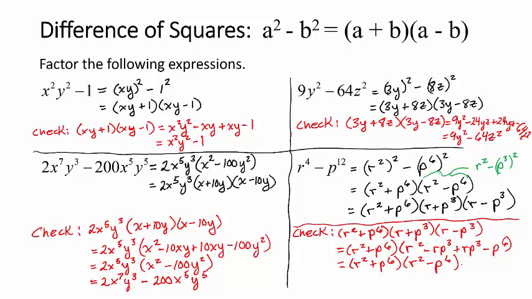So now we're going to FOIL that last piece. r squared times r squared is r to the 4th. r squared times negative p to the 6th is negative r squared p to the 6th. p to the 6th times r squared is plus r squared p to the 6th. And p to the 6th times negative p to the 6th is minus p to the 12th, right? And of course those middle terms go away, and we're just left with r to the 4th minus p to the 12th.